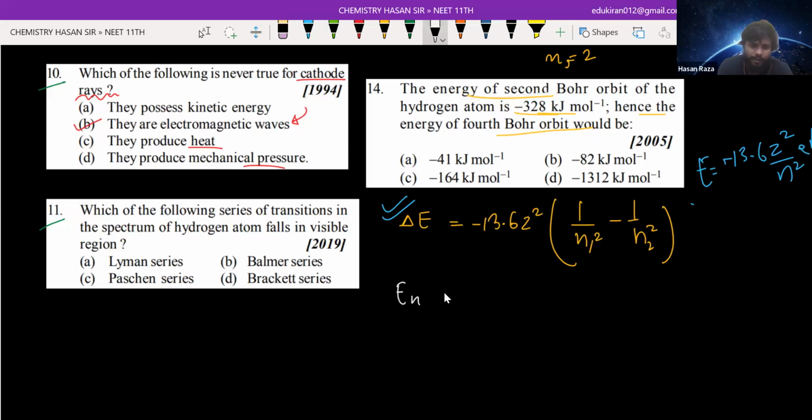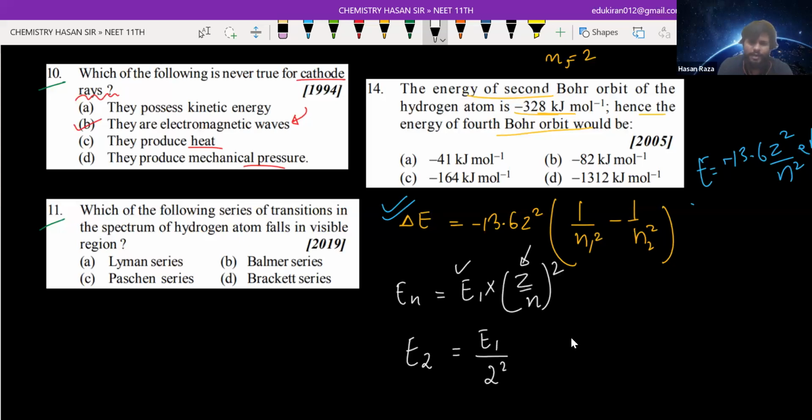Now En can be written as E1 into (Z upon n) whole square. Can I write this, yes or no? This is for the first orbit. So E2 will be equal to E1 upon 2 square, because Z is the same. That is for the second orbit, which has the given value minus 328 kilojoule per mole. Z has a value 1 because it is for the hydrogen atom.